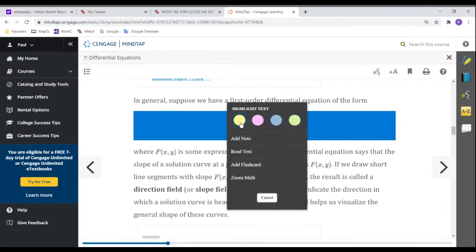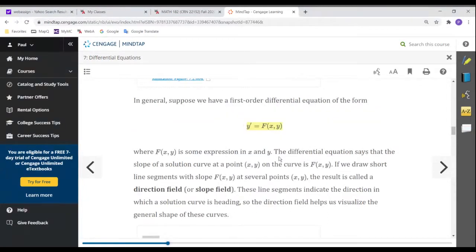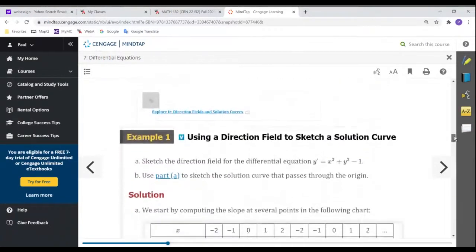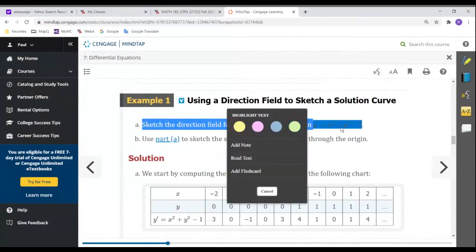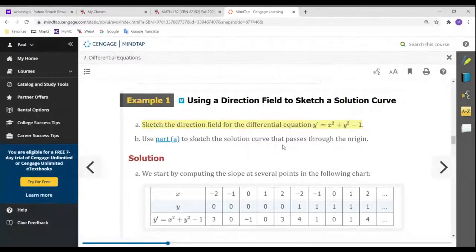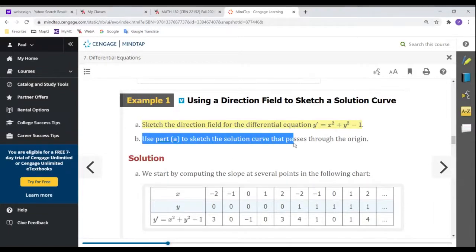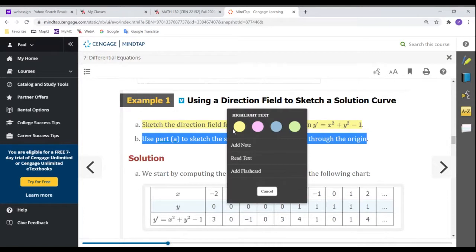So the general form of a differential equation is going to be y prime, dy/dx, equals some function f of x, y. That's the general form of a differential equation, and we're going to make use of that a little bit later. But in example 1, they say sketch the direction field for this differential equation, y prime equals x squared plus y squared minus 1. And part B says sketch the solution curve that passes through the origin.